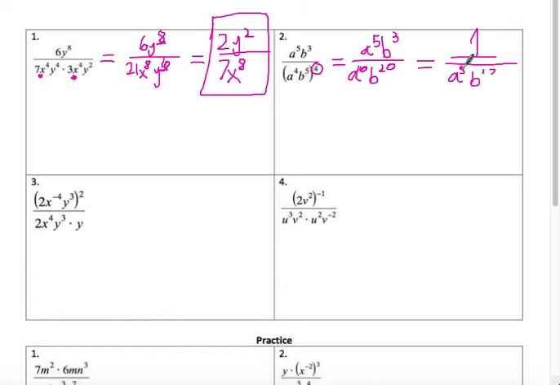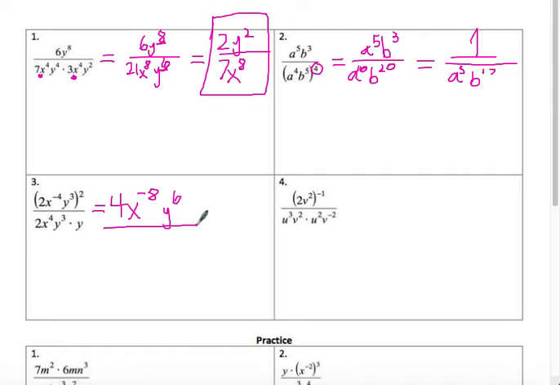All right, things get a little bit weirder here. So we've got this negative exponent here. We're not going to worry about that until later, right? So first, I'm just going to deal with this 2 here, right? So I'm going to square everything that's in the parentheses. So 2 squared is 4. X to the negative 4 squared. Again, multiply the exponents, don't square the 4. So that's going to be 4x to the negative 8th. And then y to the 3rd squared is y to the 6th.